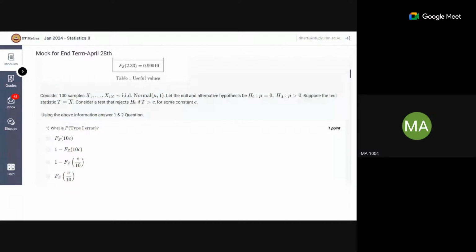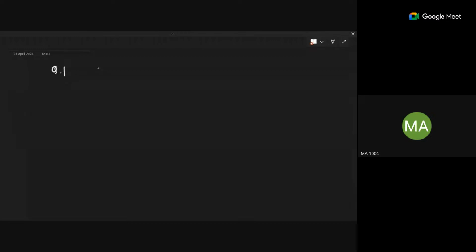So have you guys done this question? Yes, ma'am. Let's discuss that. So we have the null hypothesis, H naught, which says the mean is 0, and the alternative hypothesis says it is greater than 0. Fine. And the test is also defined as we discussed. If x1 to x100 are there, they are IID normally distributed, and the mean is nu and variance is 1.